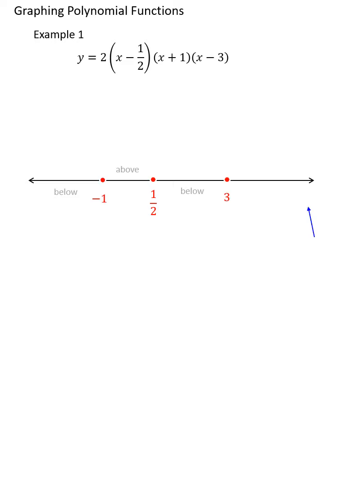And lastly, we'll pick any number over here. I picked 100 just to make it seem obvious that it doesn't matter. When x is 100, I've got a positive times a positive times a positive times a positive, which is a positive, thus proving that the graph is above the axis on the interval from 3 to infinity.